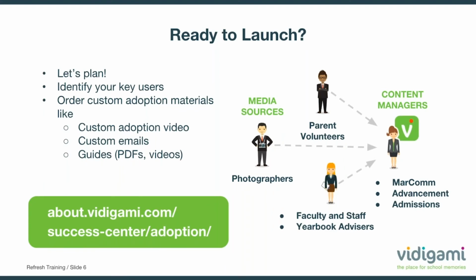You can start by identifying your key users if you want to do a strategic rollout, and then work through there. You're also able to order some custom adoption materials. So we have things like an adoption video that we can customize for you, some emails, which will be included in the attached file, as well as some guides, so PDFs and other videos that you can use as well as share with your community. Of course, we also have our adoption material website, about.vidigami.com/success center/adoption. We'll have links to those as well.